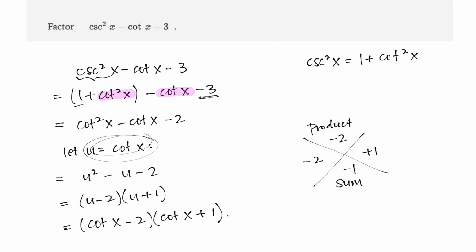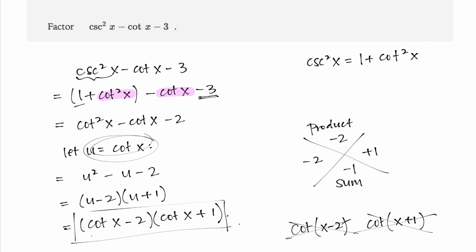Now, do not confuse this with the cotangent of x minus 2 or the cotangent of x plus 1. These are not the same things as these factors that we've been dealing with. So I just wanted to point that out because it could lead to confusion. What this is actually saying is that this is the cotangent of x minus 2 and the cotangent of x plus 1 on the outside. So at the end of the day, this is the final answer that we're dealing with here today.